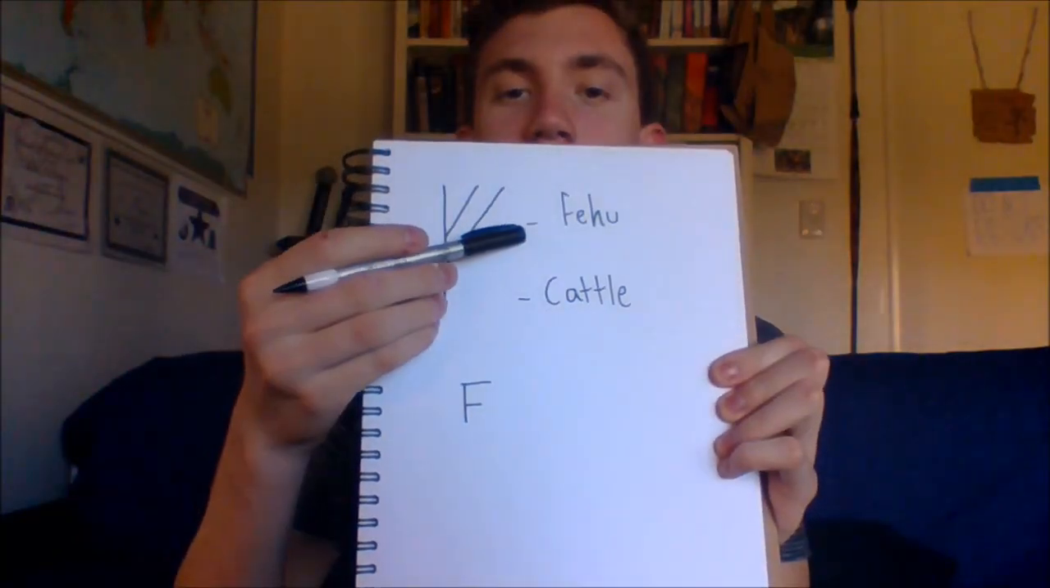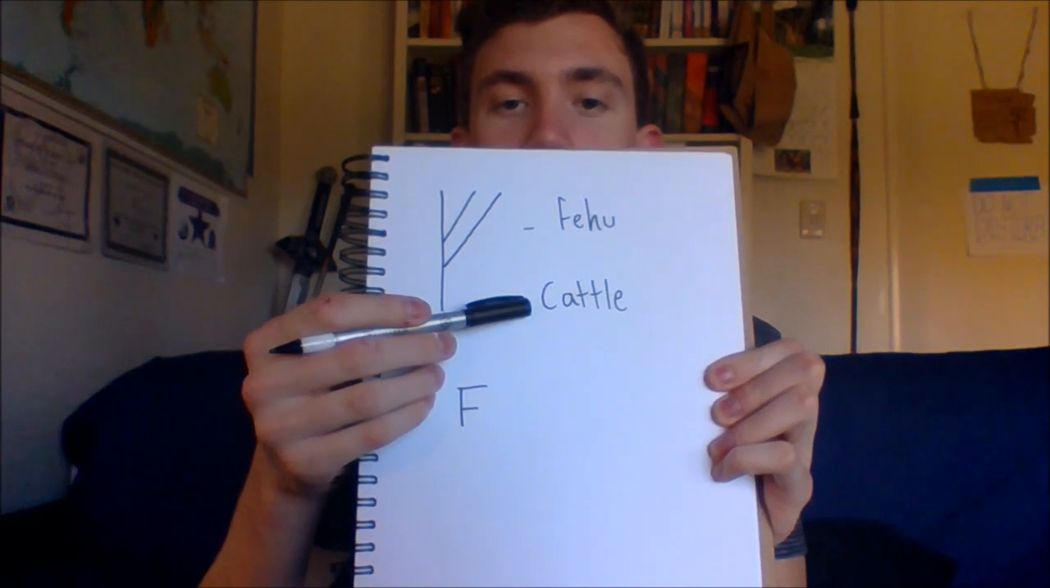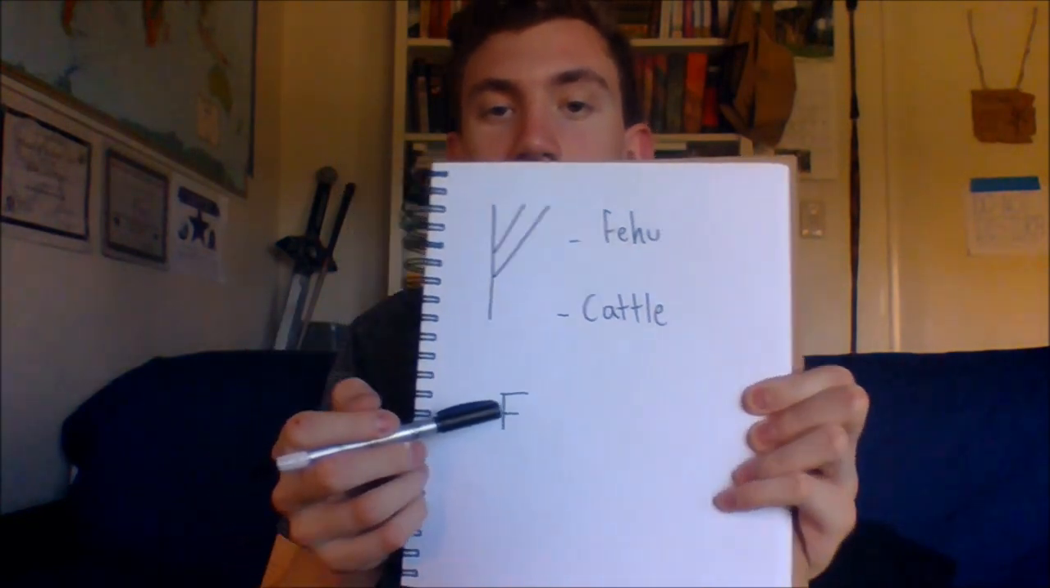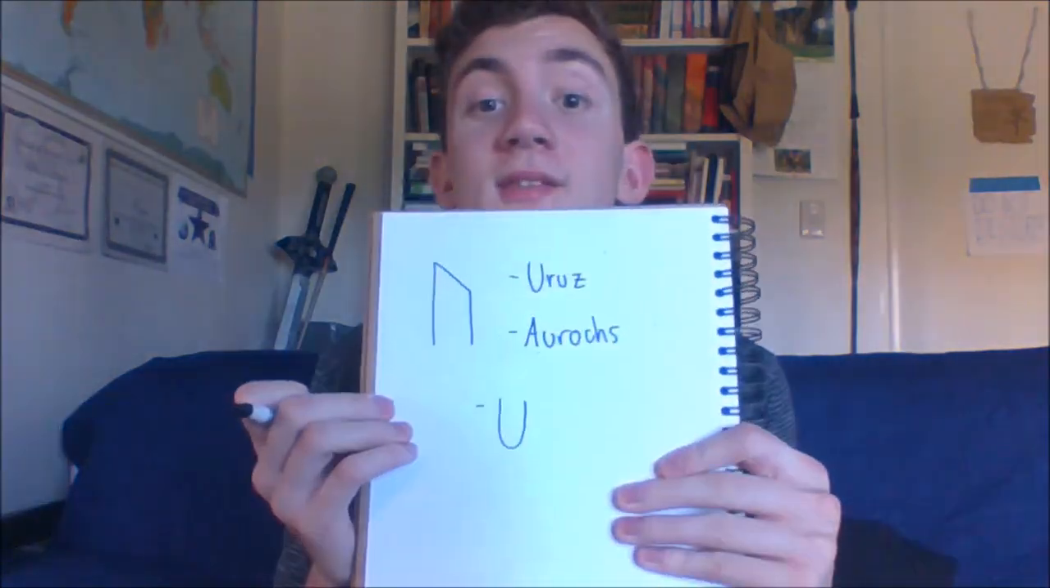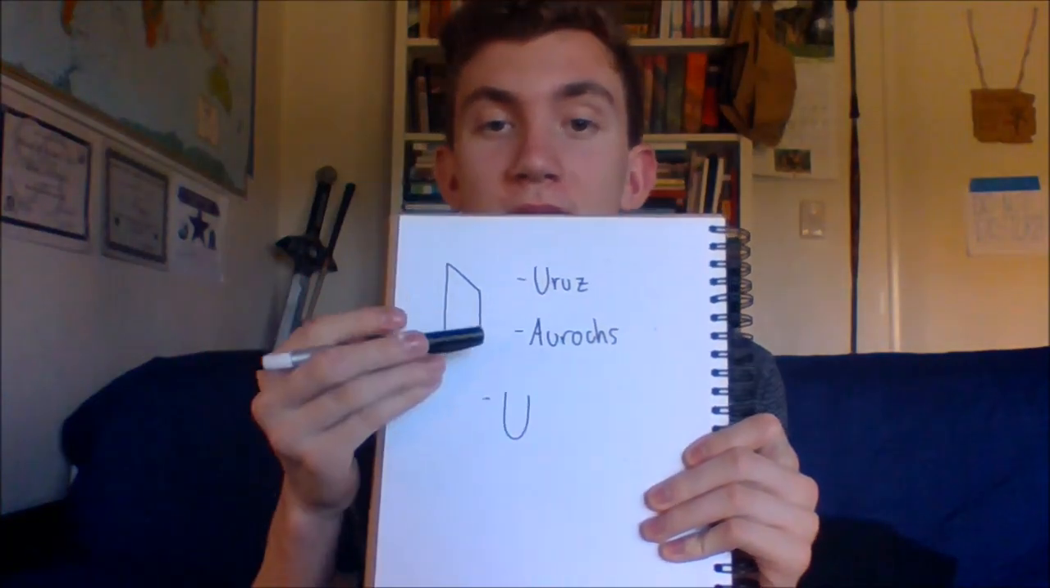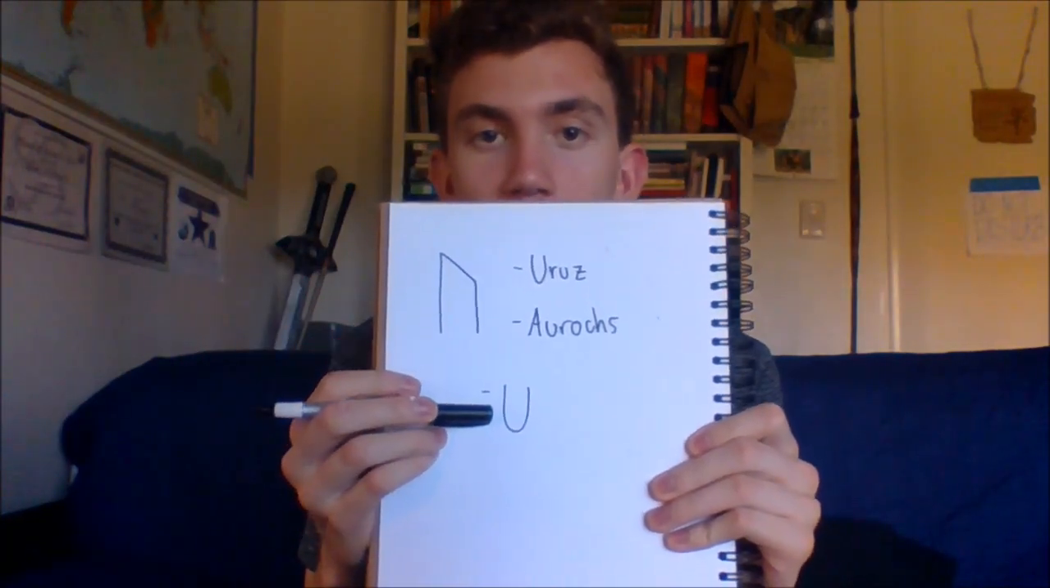Right, first one is Fehu. This is the rune, this is the word Fehu, this is what it means, and this is the letter in the English alphabet. So it's an F. That's the first letter. This is the second one, Uruz. It means aurochs. This is the counterpart in the English language.